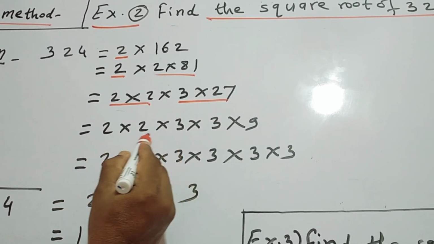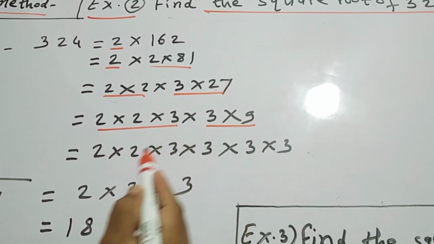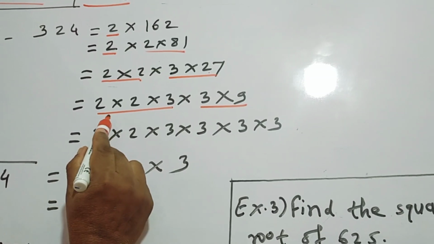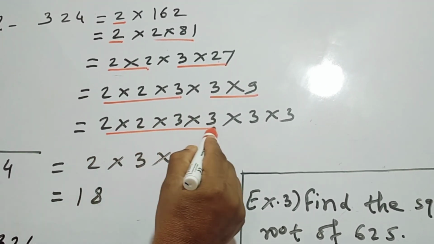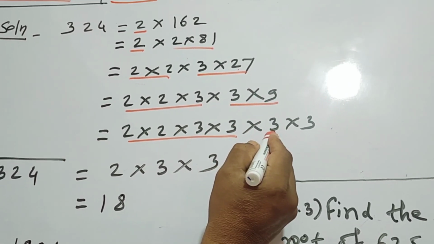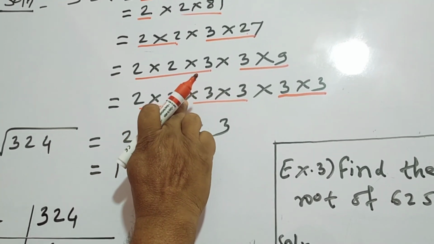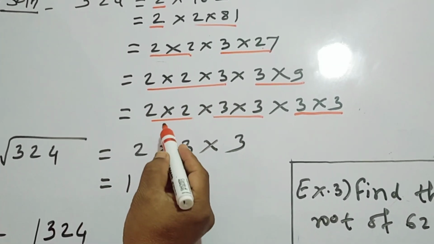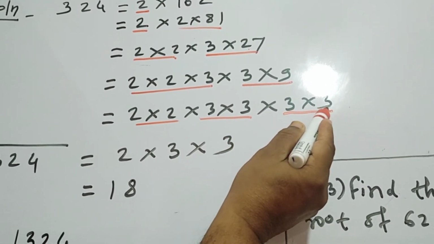Then 2, 2, 3 are prime factors. Keep like this and find the factors of 27. 3 9s are 27. Now 2 into 2 into 3 into 3. These 4 factors are fixed. Find the factors of 9. Factors of 9 are 3 into 3. Now here you make pairs of same factors. First pair 2 into 2, second pair 3 into 3, third pair 3 into 3.